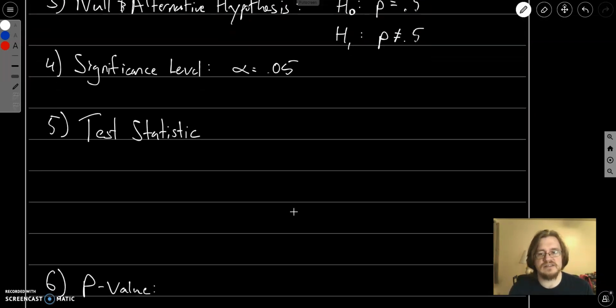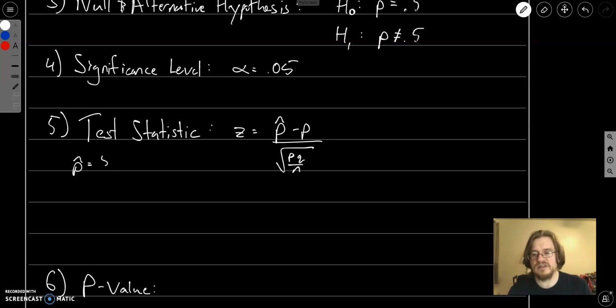And now for our test statistic, again, we'll be using a z-score. We have p hat minus p divided by the square root of p times q over n. P hat is our sample proportion, and that was 58 out of 100. What we're testing against, our claim is going to be 0.5, and Q, which is going to be the percentage of failures, will also be 0.5, and N, well, we flip the coin 100 times.